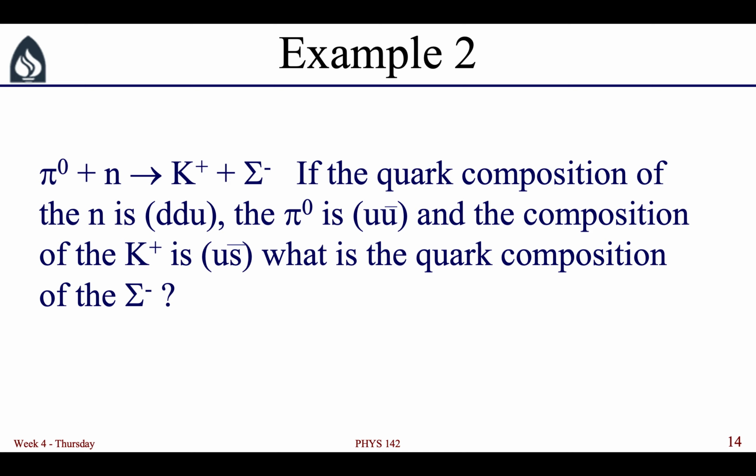So let's take a look at this example problem. We have a reaction where a pi0 meson and a neutron go to form a K plus and a sigma minus. If we know that the quark composition of the neutron is down, down, up, the pi0 is up, anti-up, and the composition of the K plus is up, anti-strange, what is the quark composition of the sigma minus?